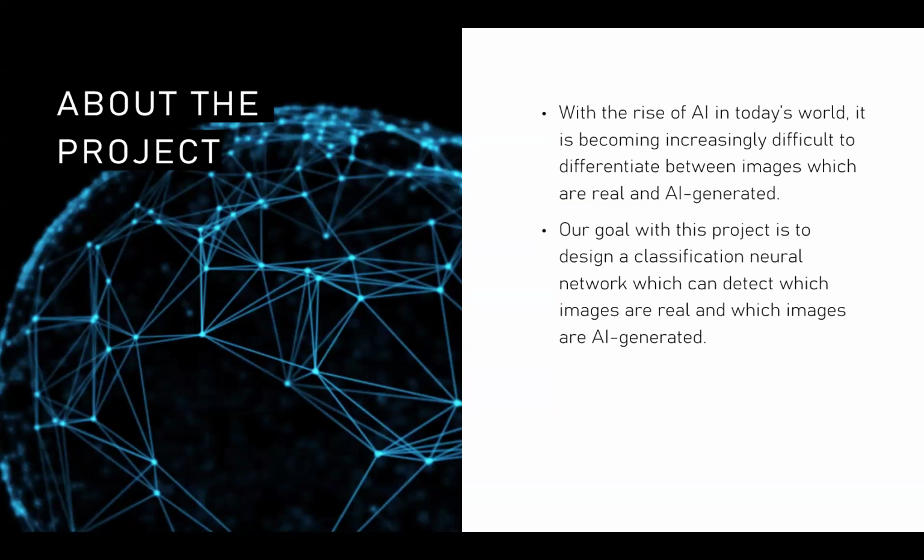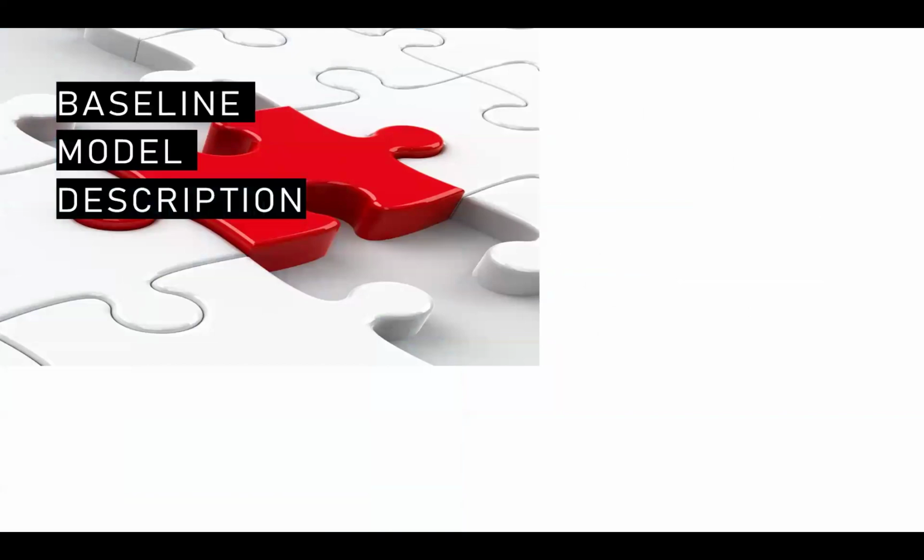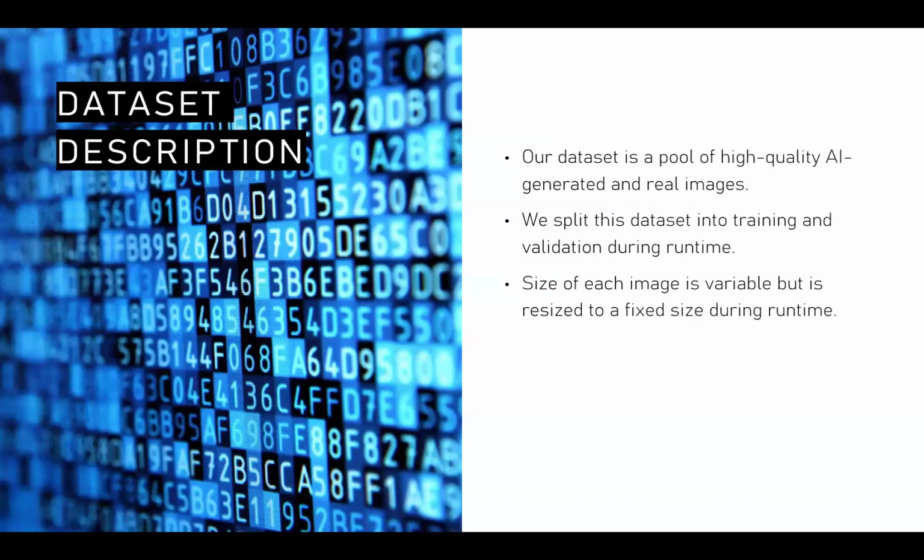Then the data set consisted of two folders. One is AI images and the other is real images. They both had about 500 images each, and we did pre-processing of those images by resizing and rescaling them to a particular size for the model. Then we also did a few more pre-processing techniques for our baseline model. Then the next part will be told by Vishnu.